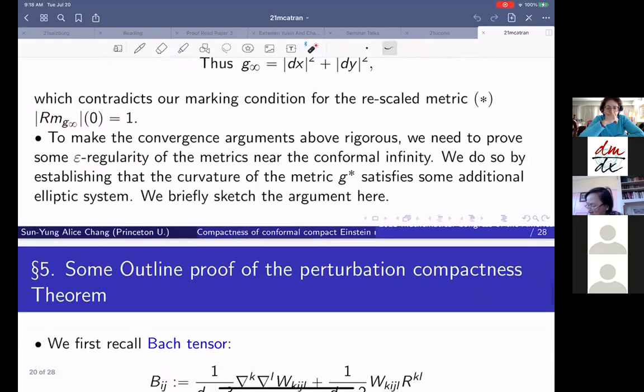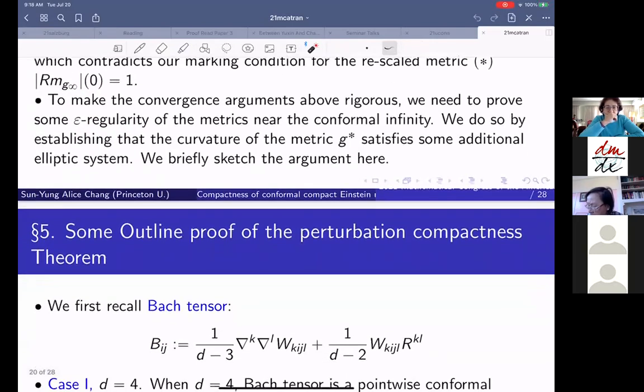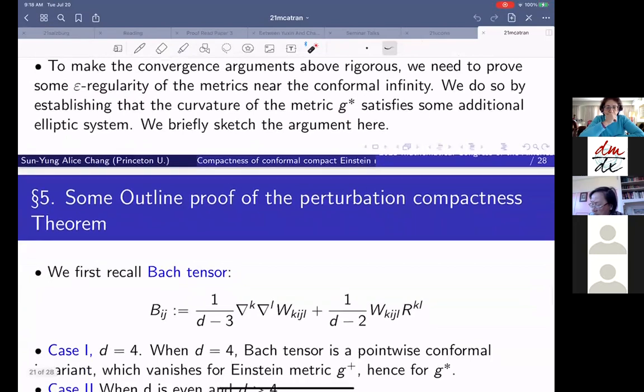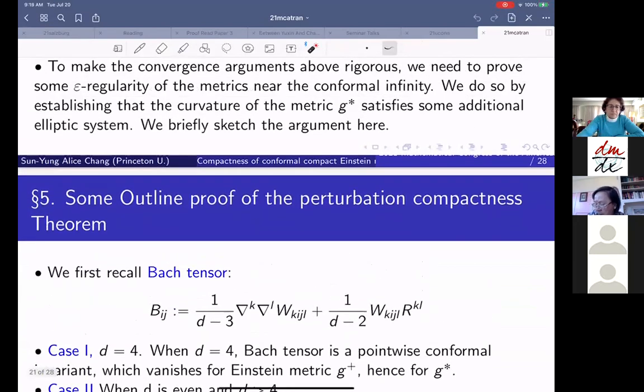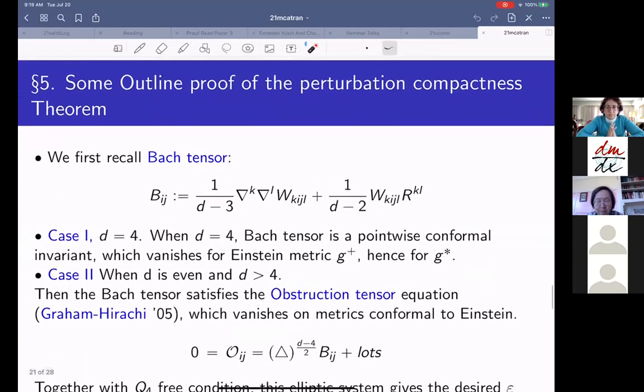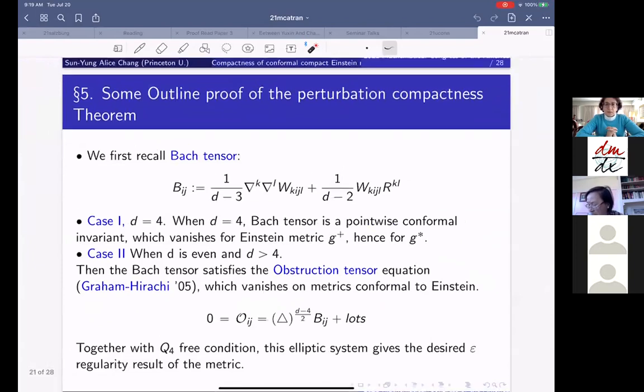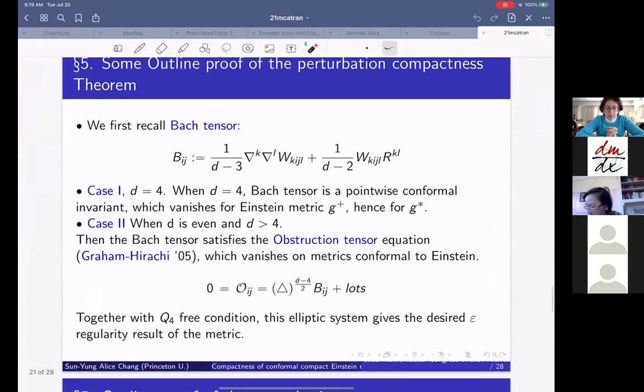So that means we need to say this G star, once its curvature is bounded, the metric is actually in C^{2,alpha}. From C^2, you want C^{2,alpha}. And the usual trick is to say it satisfies some additional elliptic system. So let me just mention briefly what the elliptic system is.